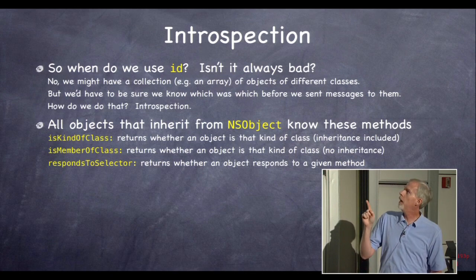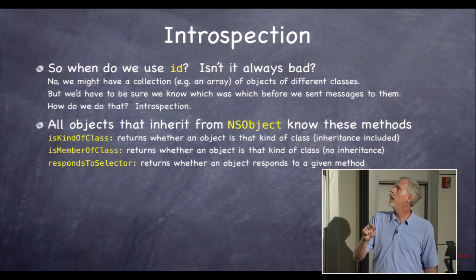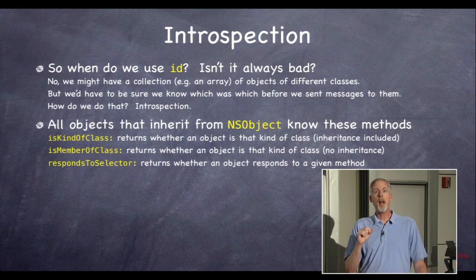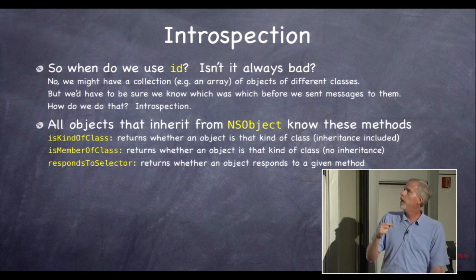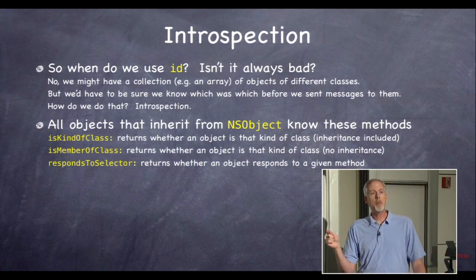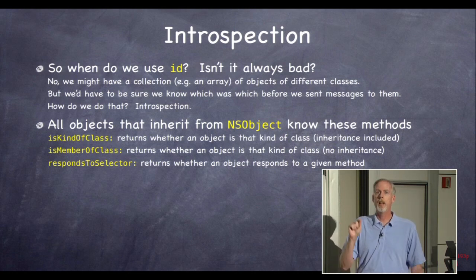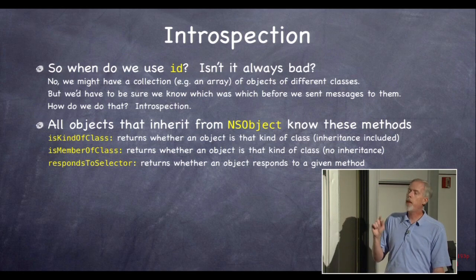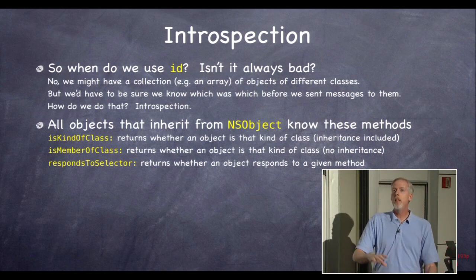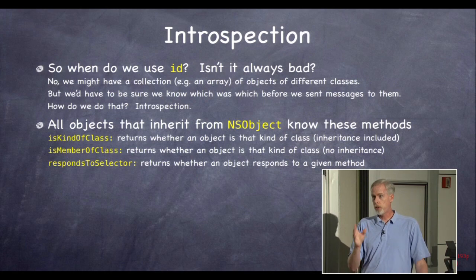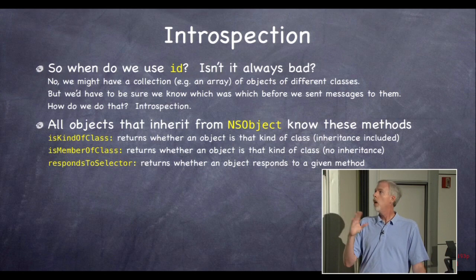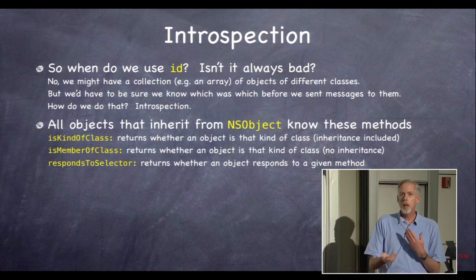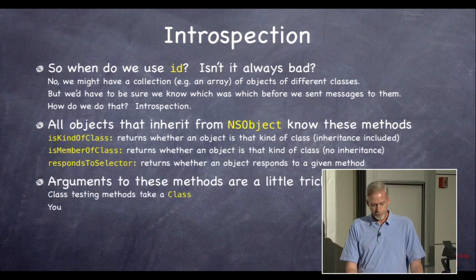So if I said, is this calculator brain a kind of class NSObject, it would say yes, because a calculator brain is a kind of class NSObject. It inherits from NSObject. But if I said calculator brain is a member of class NSObject, no, because calculator brain is a member of the class CalculatorBrain, not NSObject. And then respondsToSelector, a little bit different animal. That is, does this object respond to this method, regardless of what its class is? Both of these are useful tools in your bag of tricks to work with id.